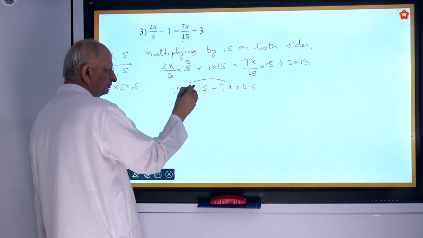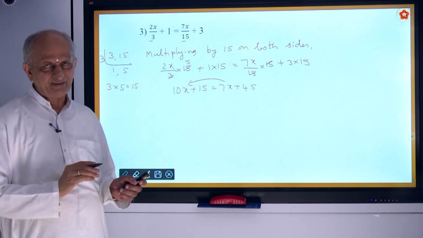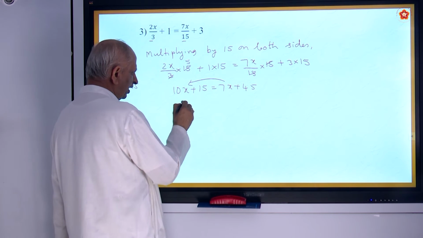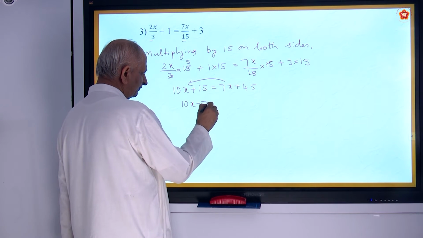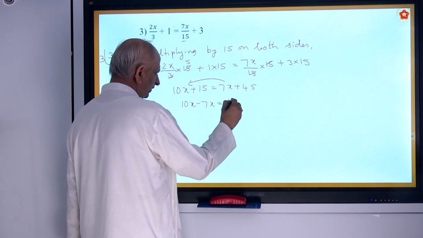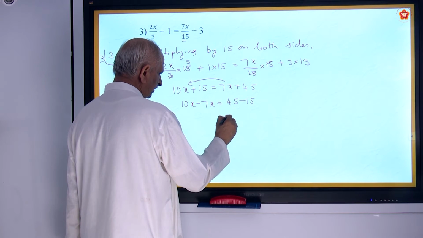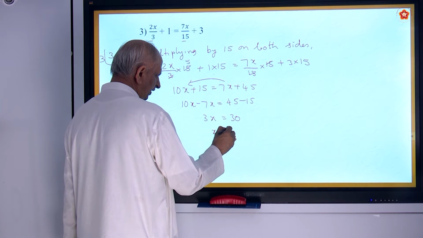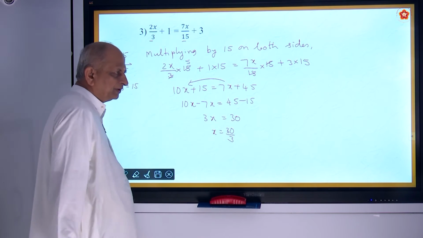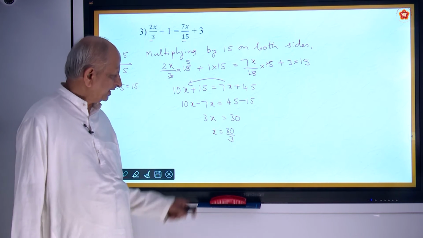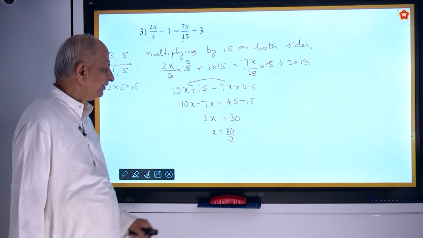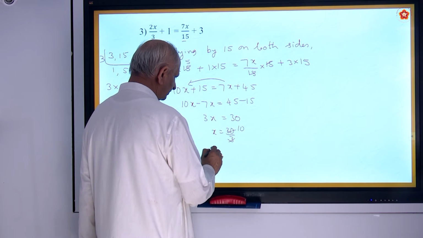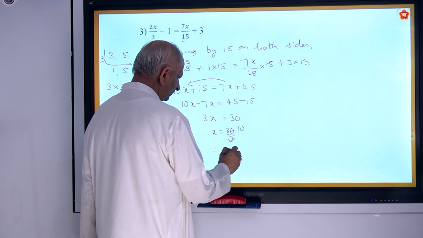So bring this x over, always variables on one side, numbers on the other side. That's how you are solving. So you have 10x minus 7x is equal to 45 minus 15, that is 30. So 3x is equal to 30, x is equal to 30 by 3. Again transposition. It is multiplied here. When you bring it to the right side, it becomes divided. So 3 tens are 30. Therefore, x is equal to 10 is the answer.